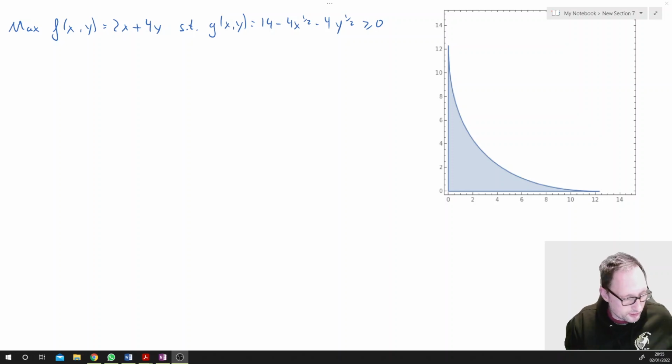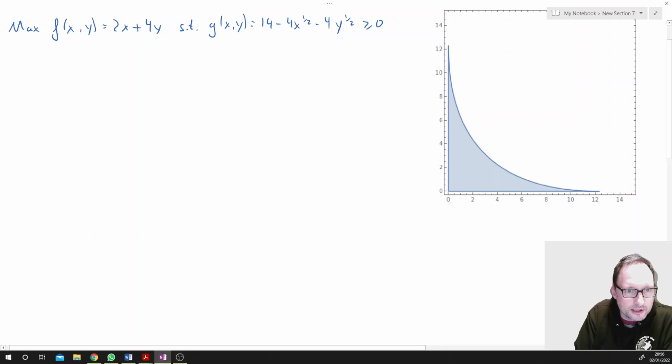So here we have a multivariate optimization problem with what at first sight looks like one constraint. We're having a simple linear function here, 2x plus 4y. That's the function which we want to maximize. We call that f. And we want to maximize that subject to a constraint. Let's call that g, and that is 14 minus 4 times x to the half minus 4 times y to the half.